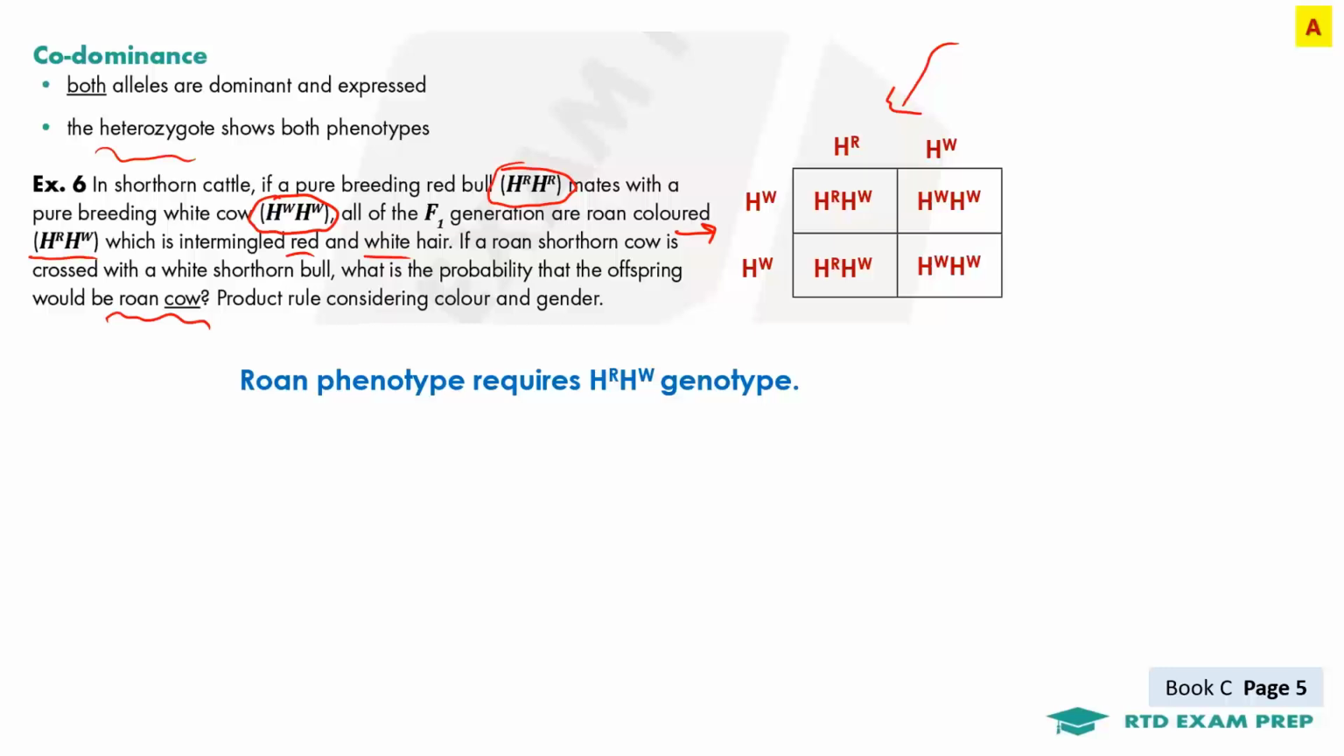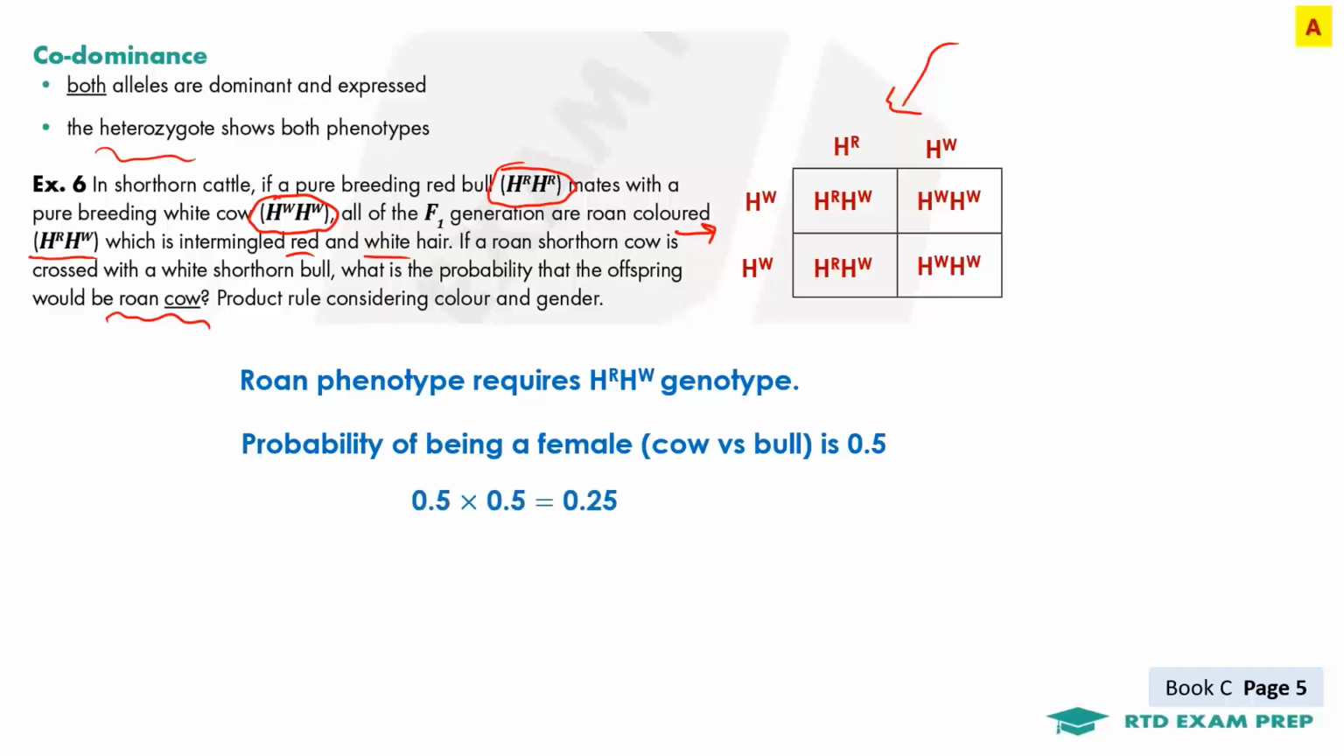So roan is HR HW, and I know that a cow is 1/2 or 0.5. So therefore, 1/2 for roan. We could write it either way: 1/2 times 1/2 to get our 0.25 or 1/4.